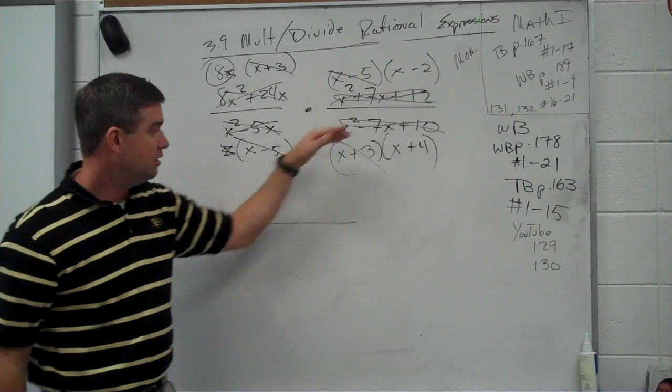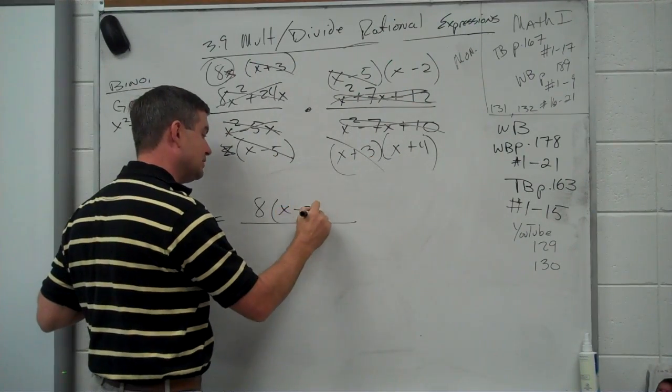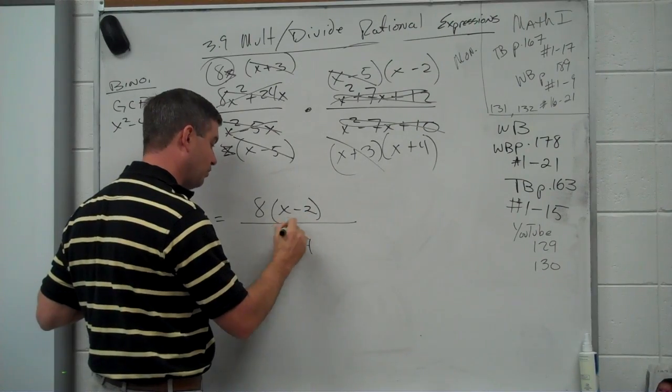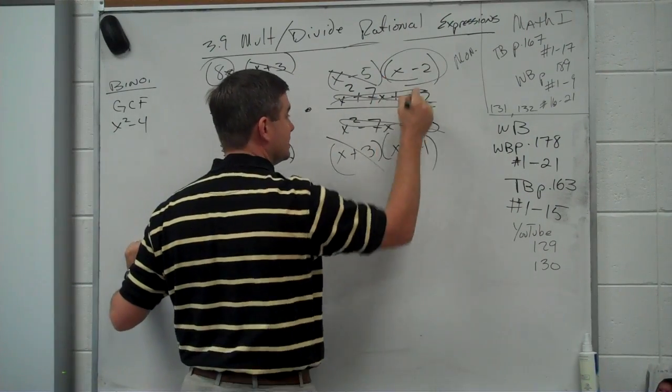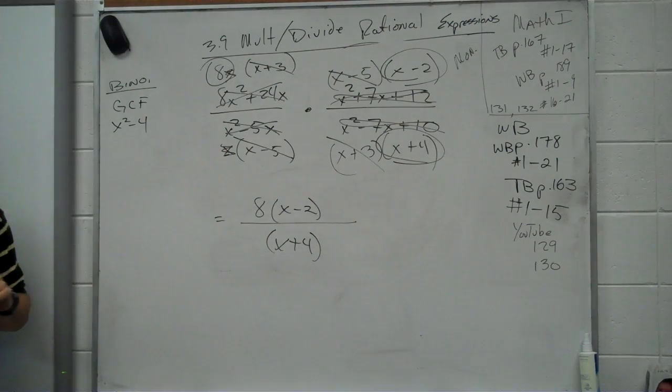Alright, last but not least, x minus 2. Does it cancel? No. I look down here. I don't have any x minus 2's, so I know I have x minus 2 in my answer, and I have x plus 4 right there. That was in my answer, and that was in my answer. And I'm done. Okay? So what is the only wrinkle that division throws in there?